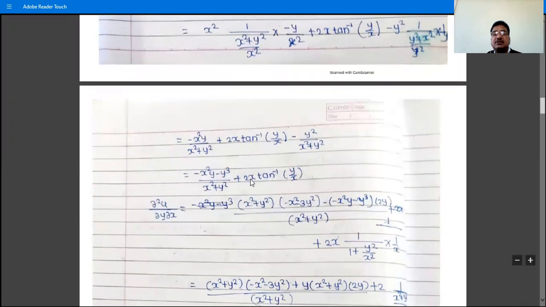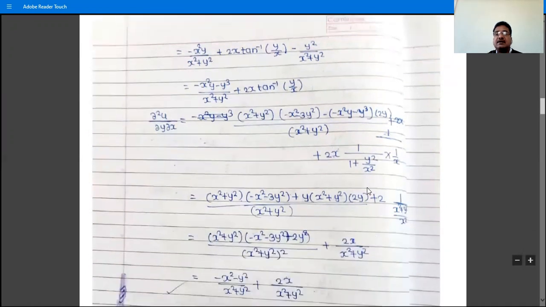Then plus 2x, which is a constant quantity, and the derivative of tan⁻¹(y/x), because the derivative is with respect to y, is 1/(1 + y²/x²) into the derivative of y/x with respect to y, which is 1/x. Then for the simplification, the LCM is x² + y², this 2x². Then here is the simplification: take this x², then what is the simplification?